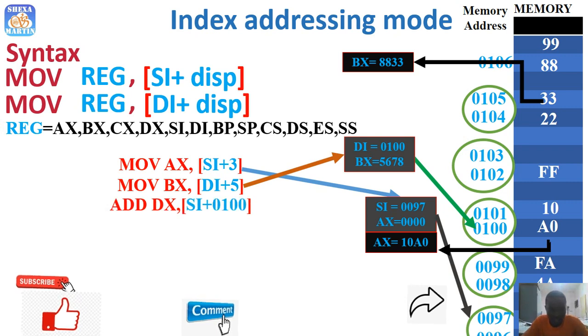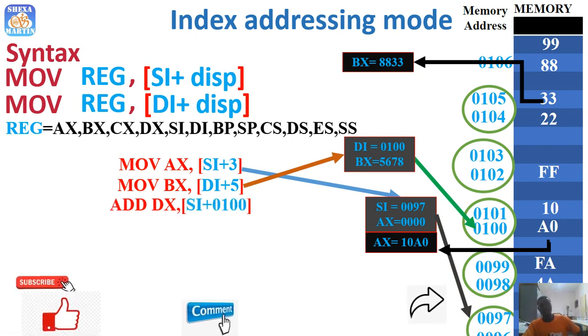So here's another instruction. To keep this simple, you can say DI has 0100, but I'm adding 5 steps, so you can say 0100 plus 5, you get 0105, which is this address. That's the address where we're getting the value into BX. Same applies on SI: 0097 plus 3 gives us 0100, and then we get the value into AX.